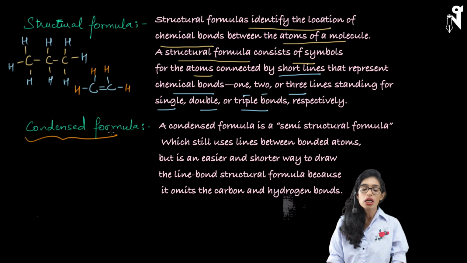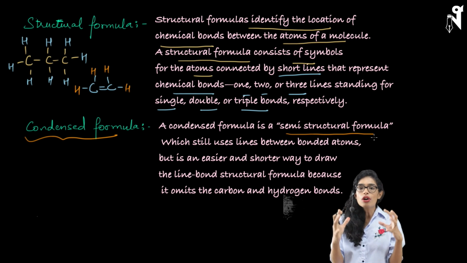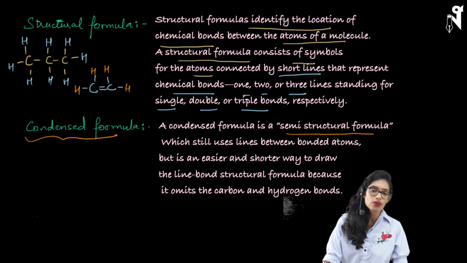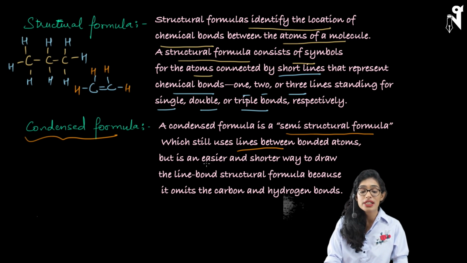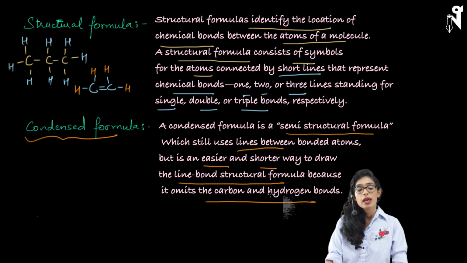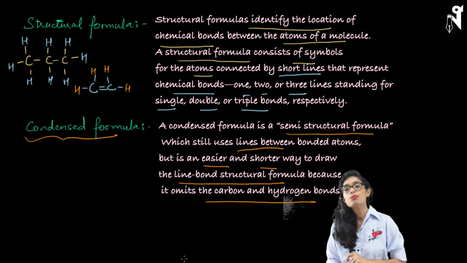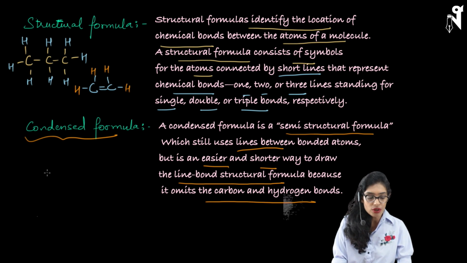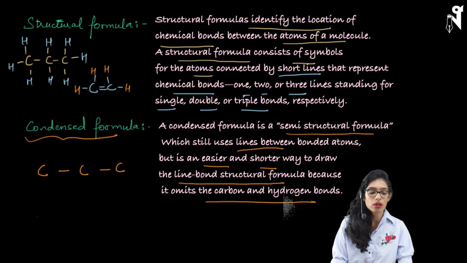Next comes the condensed formula. What exactly is the condensed formula? It is a semi-structural formula. That means it is a little short form of the structural formula, which is much easier to use. Why? Because it still uses the line in between the bonded atoms, but it is an easier and shorter way to draw the line bond structural formula because it omits the carbon-hydrogen bonds. So the only shortcut we have taken over here is that we are not showing the carbon-hydrogen bonds, but the carbon-carbon bonds are still intact. So how will I write it? Look at it. I will draw it as C, C, C, and we'll write the total number of hydrogens directly.